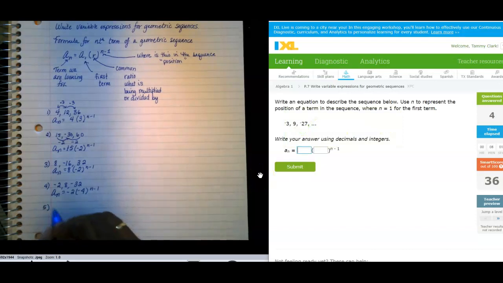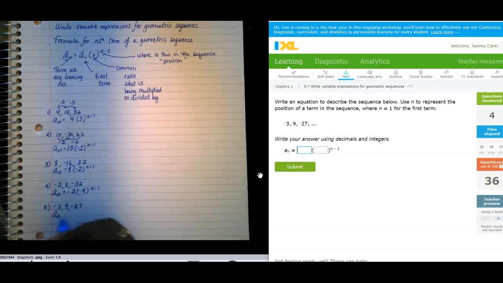Number 5, we've got negative 3, 9, negative 27, and I bet you're already thinking, Ms. Clark, well, that's pretty easy. We're multiplying by negative 3, but that doesn't go there, does it? Oh, yes, it does in this case. Whew, I thought I was going to have to write this all over again. So negative 3 is our first term, but we are also multiplying by negative 3. Nice save.